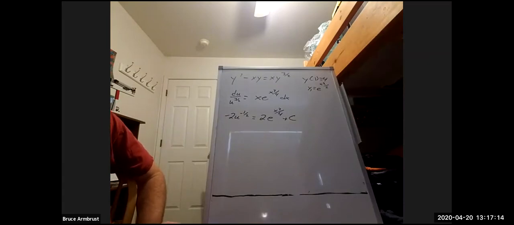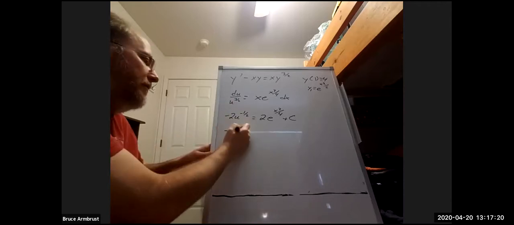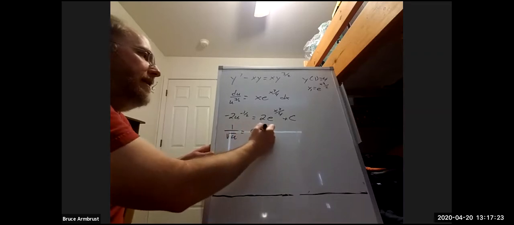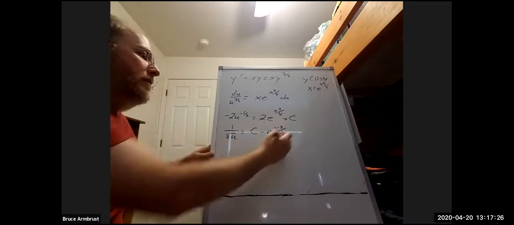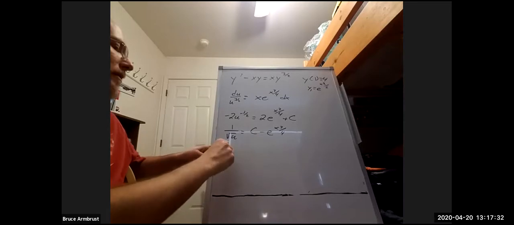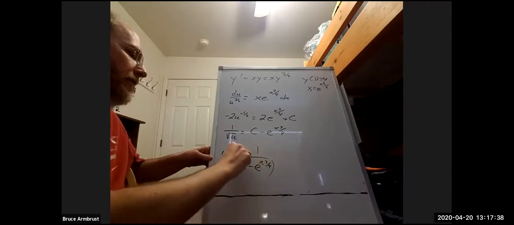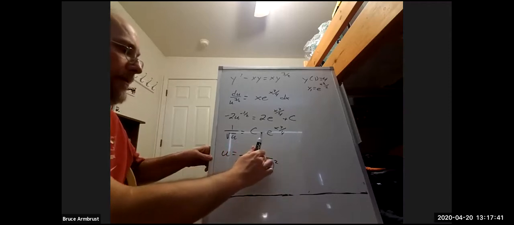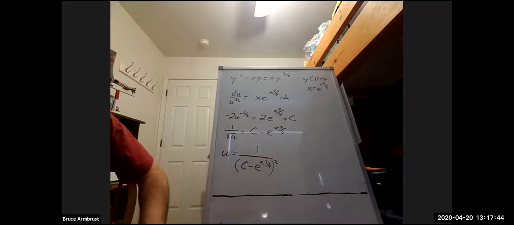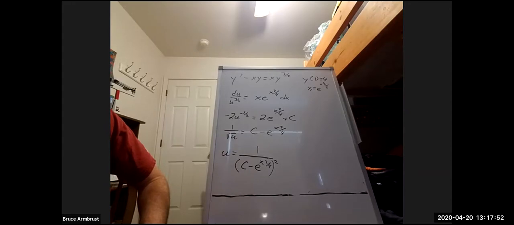All right, so now let's get rid of the minus 2. Let's divide by minus 2. So we get 1 over the square root of u is equal to c minus e to the x squared over 4. We'll square both sides and then invert it so that u is equal to 1 over c minus e to the x squared over 4, squared. So that's what u is going to look like. The specific c we'll find out in a second. But as for right now, that's what we should get for our u.